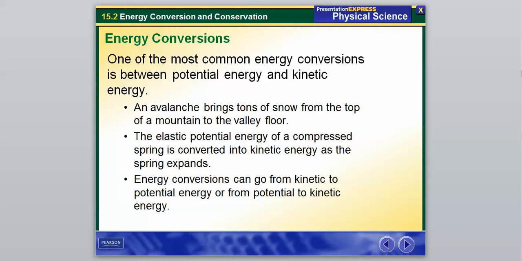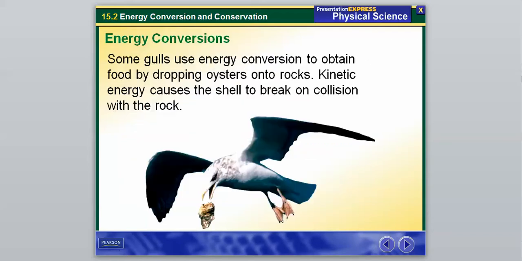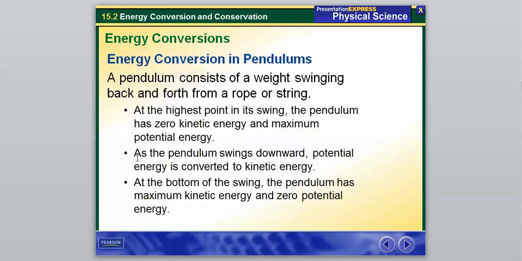And we're going to go over some real-life examples here really quickly, and then we'll actually get into some problems of how you can calculate the energy conversions. So some gulls, like a seagull, use energy conversion to obtain food by dropping oysters onto rocks. Right there at the top when it's flying with the oyster, it has a very big gravitational potential energy. As soon as it drops it, it's converted into kinetic energy, and the kinetic energy will cause the shell to break on collision with the rock. So that's one example. Again, real life. Birds can figure out how to use energy conversion, then I'm sure we can too.